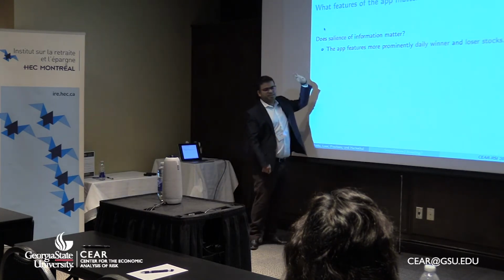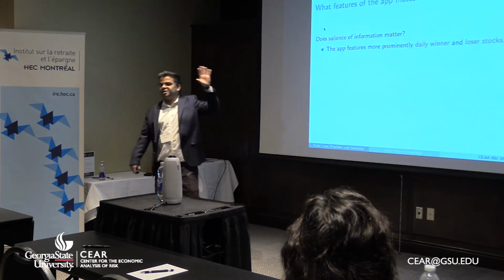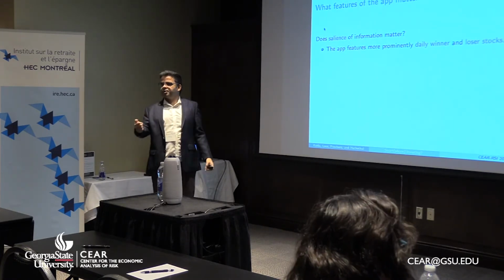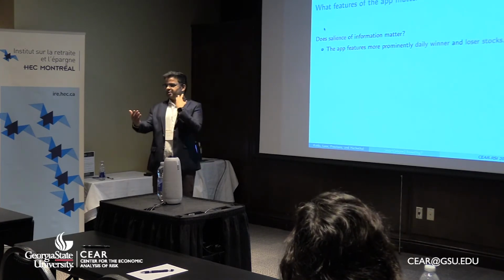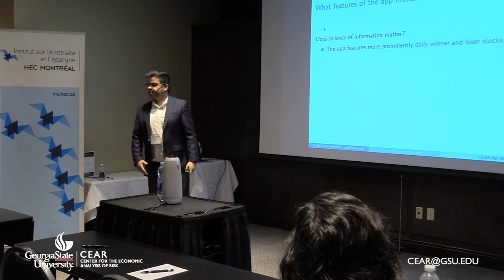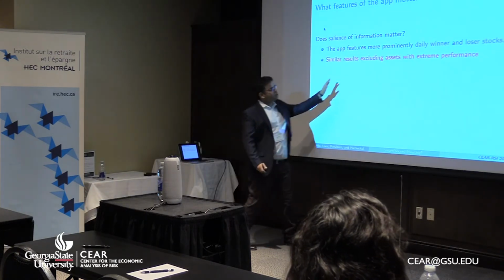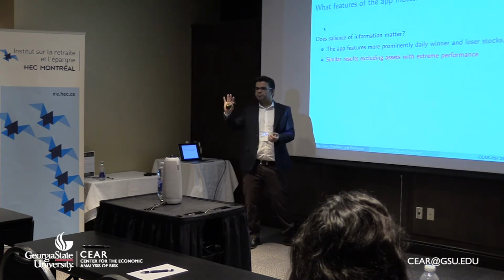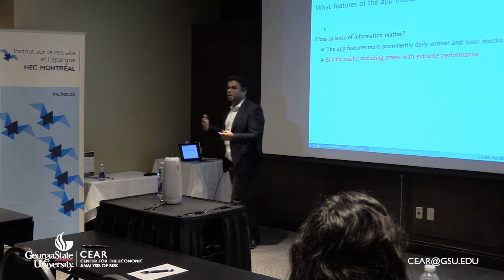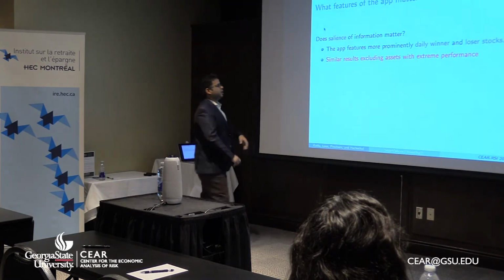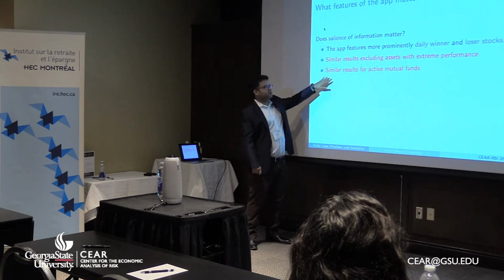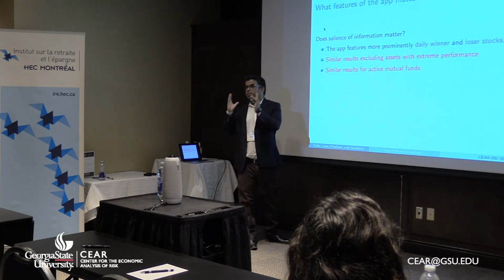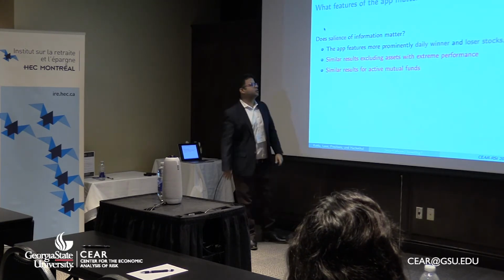Okay. So, is it about the salience of the information? Maybe the app features the winners and losers more saliently, and when I'm doing a trade on the app, these assets look very salient, so I just purchase these assets, right? But when we exclude assets with extreme performance on either side, who are more likely to be displayed on the app in a more salient manner, we find very similar results. Very similar results for active mutual funds, which we know are never displayed on the bank's app. That's what the bank told us.